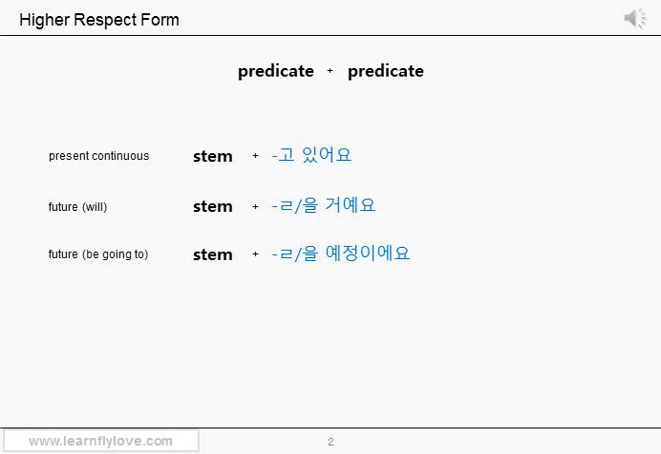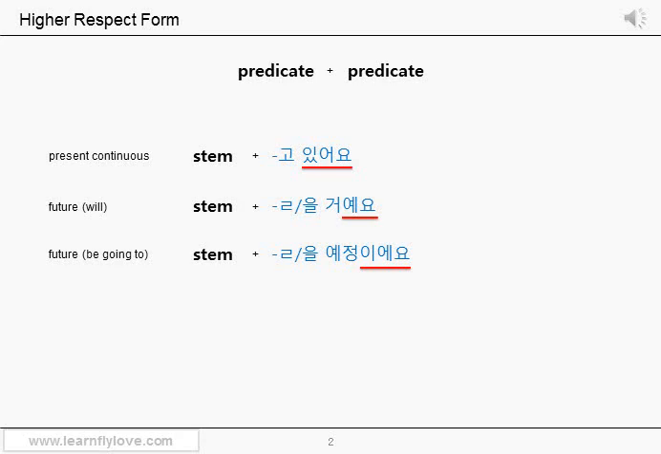Anyway, the point is, these endings also have predicates such as 있어요, 예요, and 이에요. 거 of 거예요 is a part of the predicate, but it is actually not a predicate. It's the shortened form of the dependent noun 것. We'll learn about it later again.